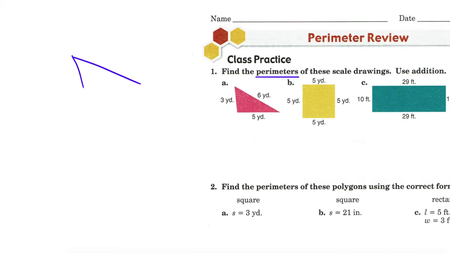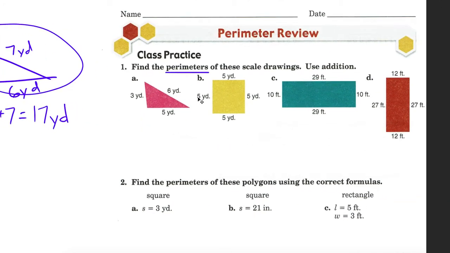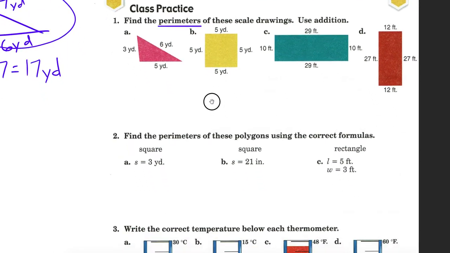So let's pretend my triangle here, lengths were 4, 7, and 6 yards. For me to find the perimeter of this, very easy. I just do 4 plus 6 plus 7. That will give me 17. And make sure you guys write your units of measure, which is, in this case, yards. So the perimeter of this triangle here is 17 yards. So all you guys have to do is add up all the sides.